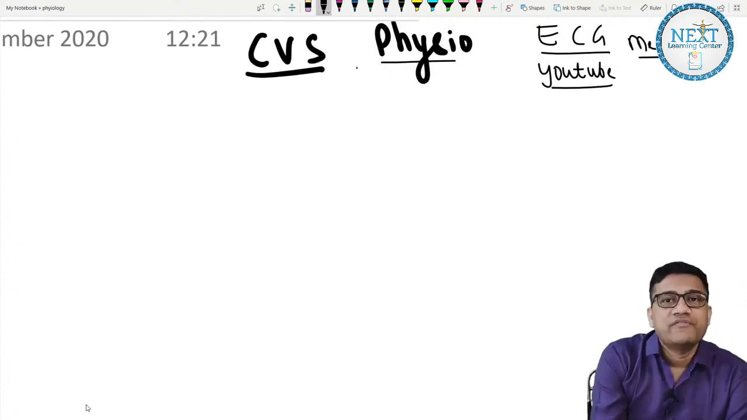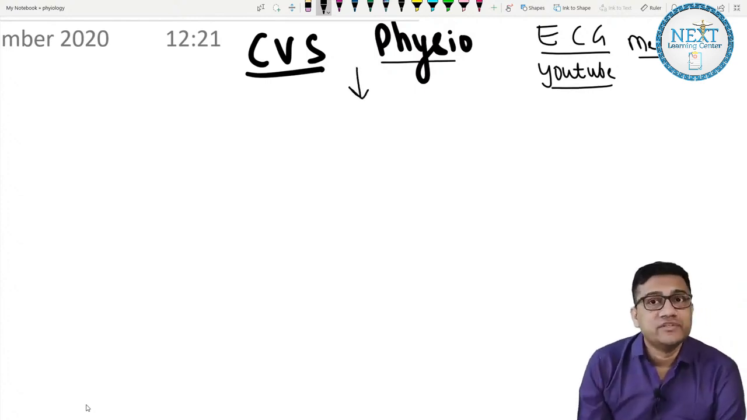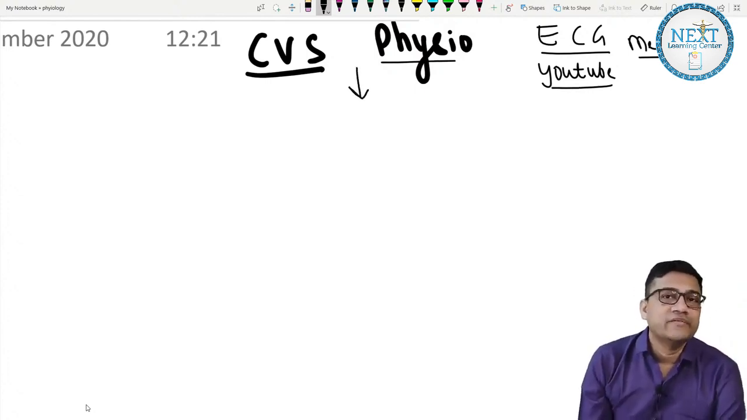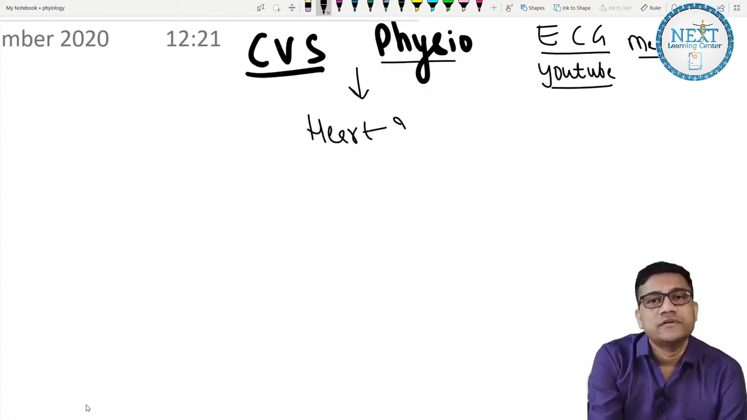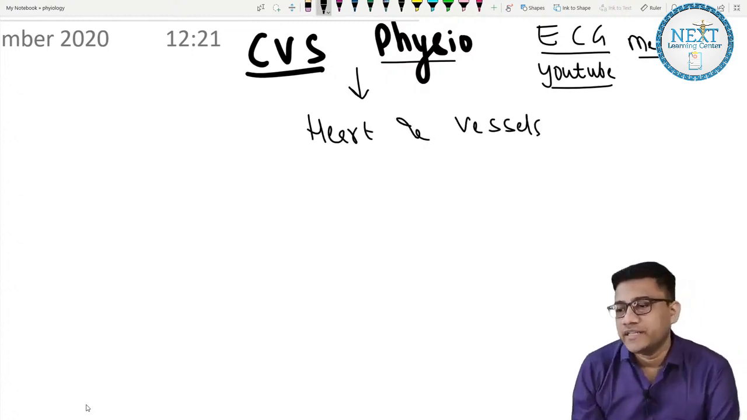So let's start. First, in physiology, what do we see? Cardiovascular. First understand there is the heart and the vessels. So what are the two things? Heart and vessels.